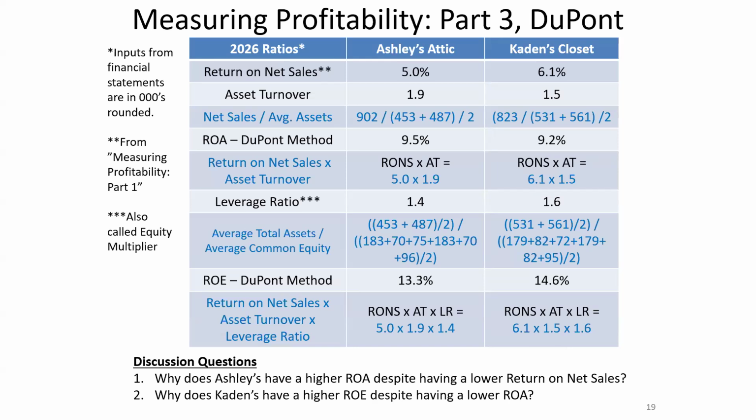For the second discussion question, why does Kadens Closet have higher ROE despite a lower ROA? And that's because they have more leverage. So they have more debt on their balance sheet. And remember that leverage helps them magnify returns. And that's why sometimes the leverage ratio is called an equity multiplier. So when we apply the equity multiplier, this results in Kadens Closet having a higher ROE than Ashley's Attic, despite having a lower ROA.